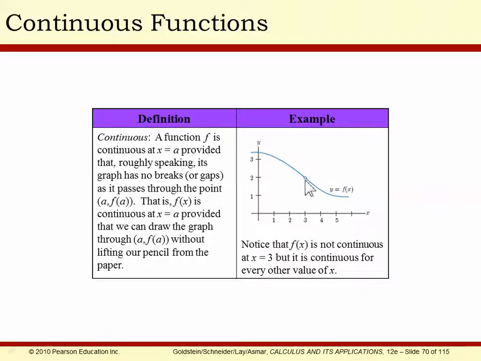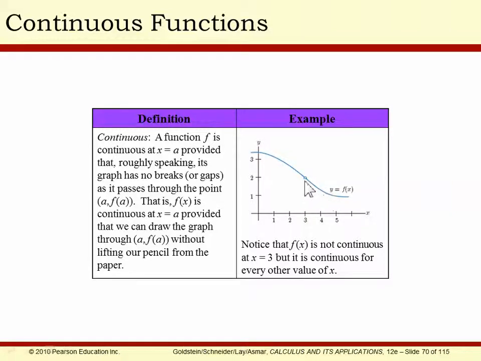The idea of a continuous function is you can basically trace the function with a pencil or your finger without lifting your pen. So this function is not going to be continuous because when we get to 3, there's a break here. We have to pick our finger off the function and continue on the other side. So this function is not continuous at 3.